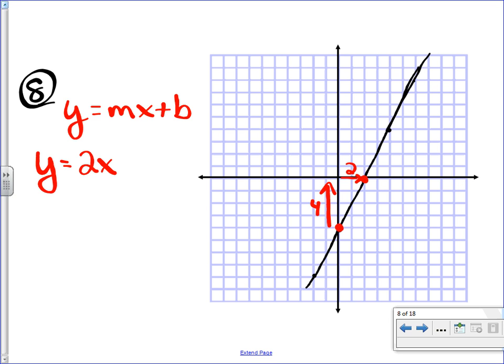Then I need to find the y-intercept. The y-intercept is this point right here where it touches the y-axis, and that point right there is -4. So the equation I'm looking for is this one right here. y equals 2x minus 4. That's going to be choice C. All right, so that's number 8.